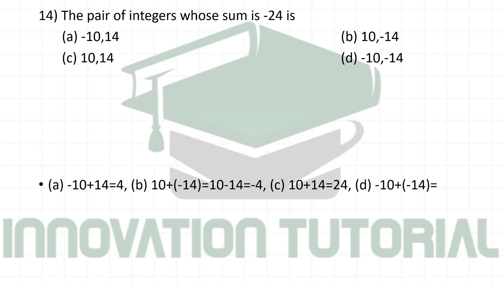In option A, minus 10 plus 14 is equal to 4. Option B, 10 minus 14, is equal to minus 4. Option C is 10 plus 14, which is equal to 24. And option D is minus 10 plus minus 14, which is equal to minus 10 minus 14, which is equal to minus 24. So the correct answer to this question is D, minus 10 and minus 14. If we add minus 10 and minus 14, we get the sum to be minus 24.